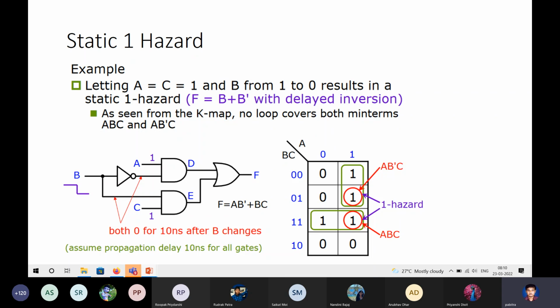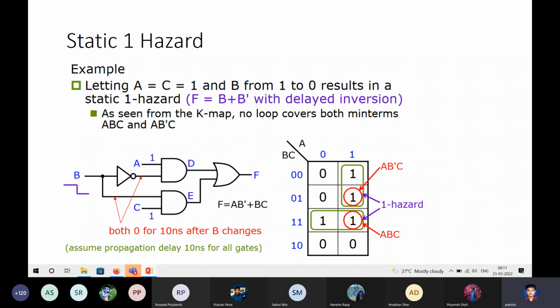Okay. So you know what each of these terms are? Each of these terms is nothing but one min term. These are nothing but min terms. So every term in the sum of product would correspond to a min term or a cube. If not a single min term, a whole cube. Like AB prime is this cube, whereas BC is this cube. So they are cubes.